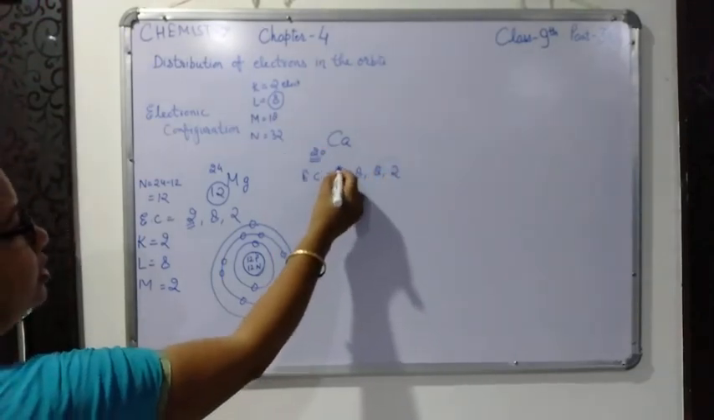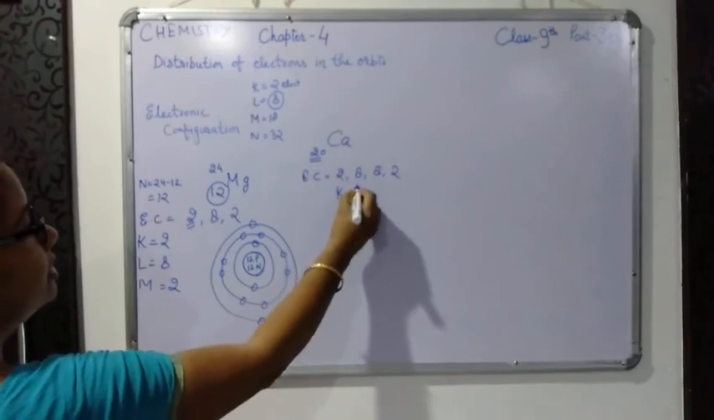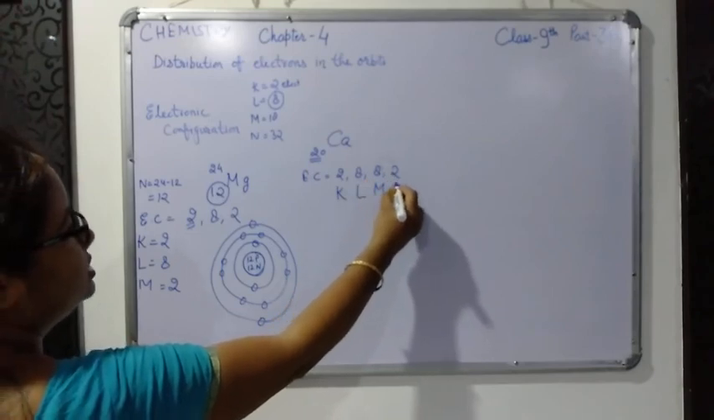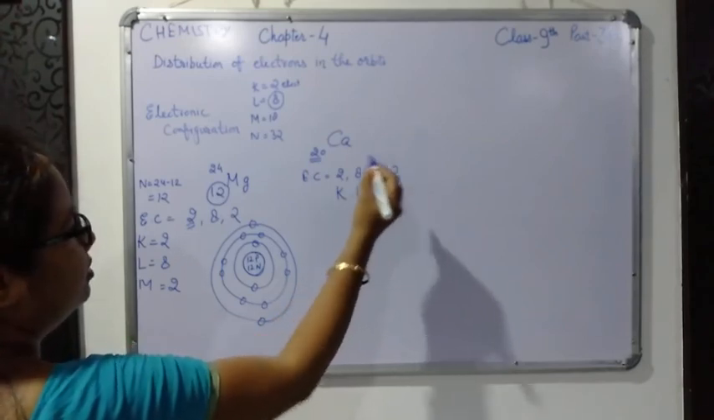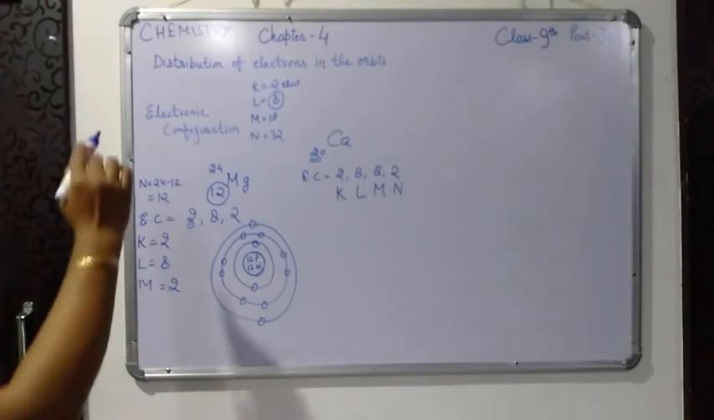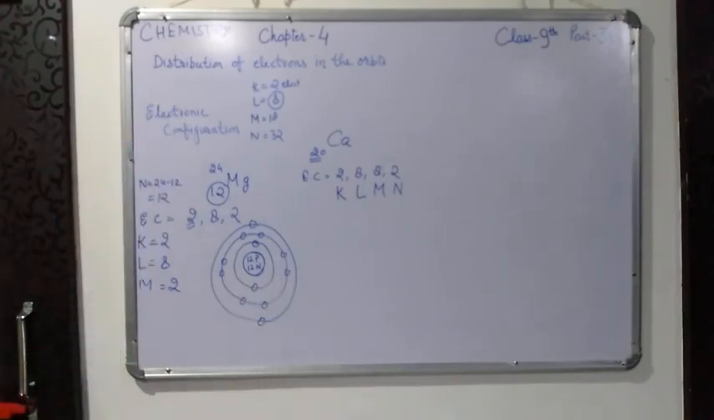In the first shell 2 electrons, in shell number 2 8 electrons, in shell number 3 8 electrons, and in the last shell 2 electrons. So these are the rules of distribution of electrons in the orbits.